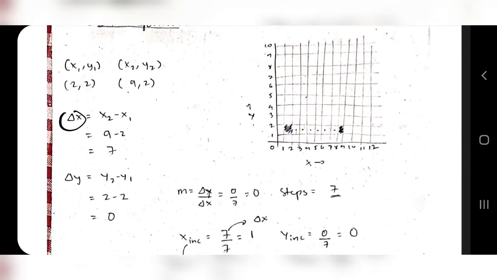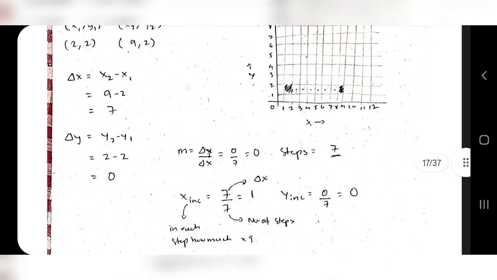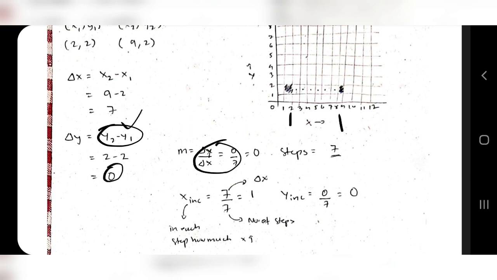What is delta x? Delta x means how much change in x is happening. 9 minus 2 means how many steps we have to take. 7 steps you have to take to reach from here to here. And how much change is happening in y? It is 2, 2, 9, 2. So the y value is 2 itself, so the change is 0. What is the slope? Delta y by delta x, which is 0 by 7, that is also 0.